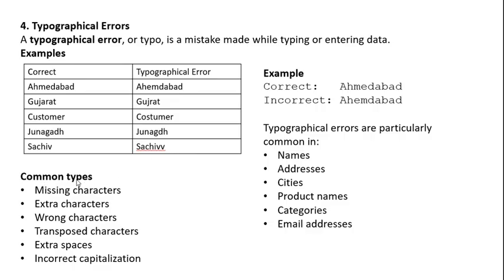The common types are missing characters, extra characters, wrong characters, transposed characters, extra spaces, and incorrect capitalization. For example, the correct spelling is Ahmedabad, but in the incorrect one the positions of E and M are changed. Typographical errors are particularly common in names, addresses, cities, product names, categories, and email addresses.